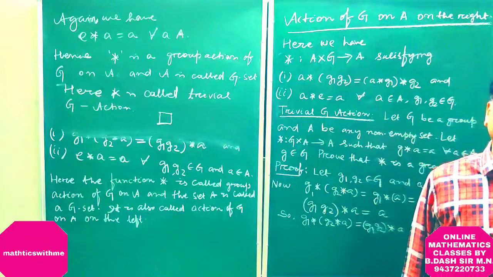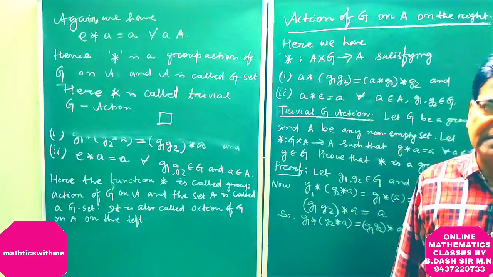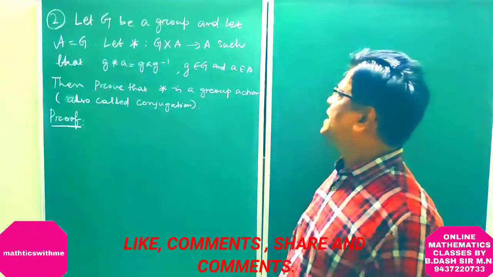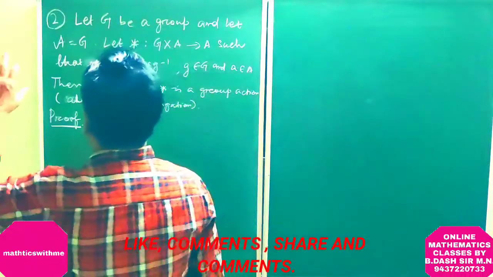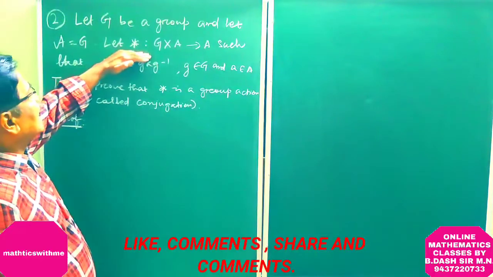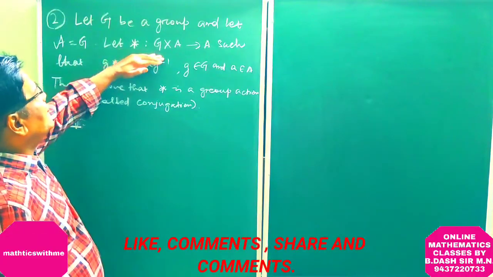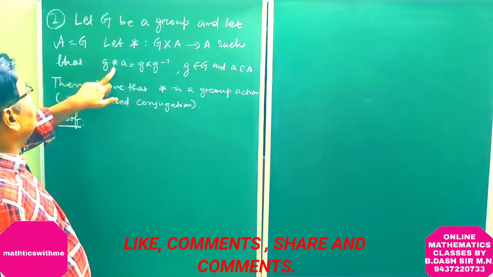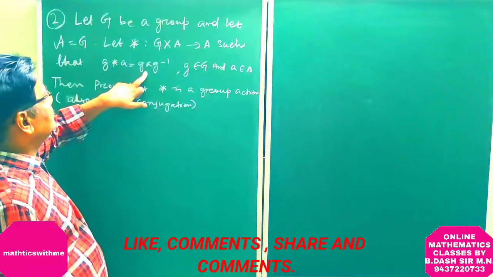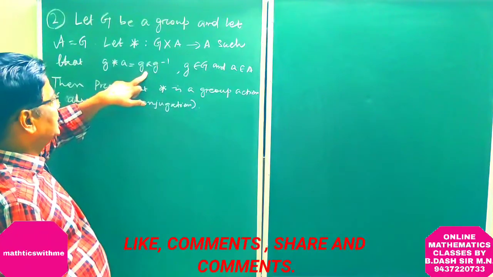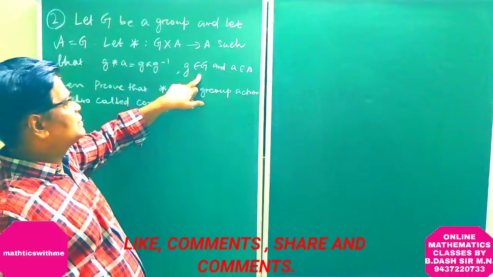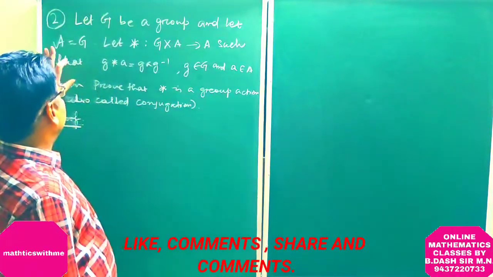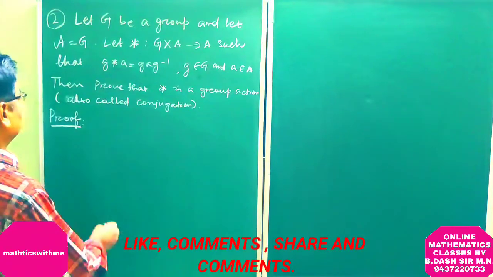Let us proceed to solve the next question. Our next question is: let G be a group and let A be equal to G. Now star is a mapping from G cross A to A such that g star a is equal to g a g inverse, where g belongs to G and a belongs to A. We have to prove that star is a group action.